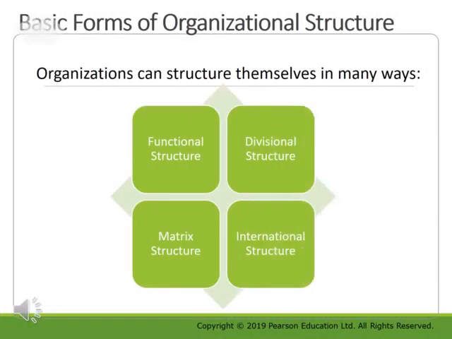Organizations can structure themselves in many ways. There are four basic ways that organizations can structure themselves. The first one is functional structure, second is divisional structure, third is matrix structure, and the last is international structure. We'll discuss in detail those four basic forms of organizational structure in the next slides.